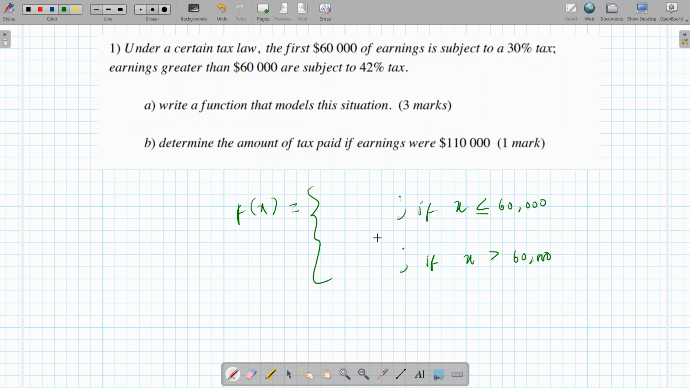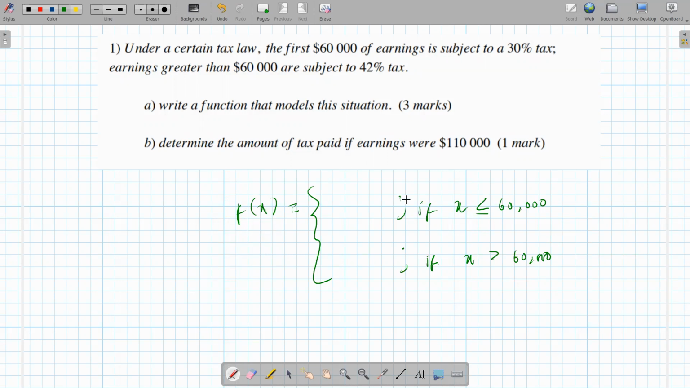Now, what does x represent and what does f of x represent? Which is the y value here? F of x represents the y value. Well, what does it mean though in the context of the problem? I'm not sure. Oh wait, amount of tax paid. Yes, f of x, the y value, is the tax, okay? And x is the wage or the income.